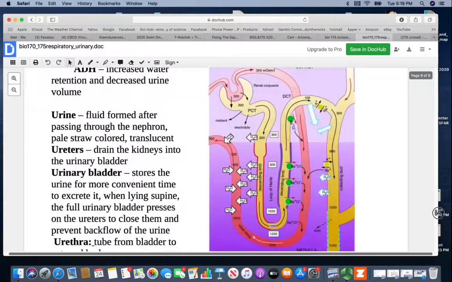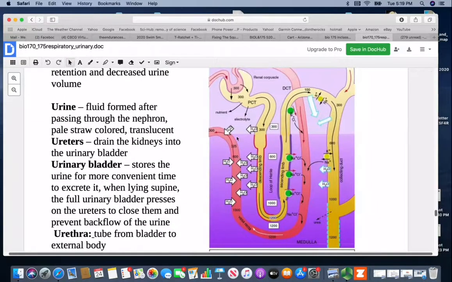So this picture here, I do like this one. You can see as you move down to the darker area, it gives the concentration of the sodium. As you move down the loop of Henle, the sodium concentration is greater, and that's going to pull more water out of the loop of Henle and stick it back into the peritubular capillaries.